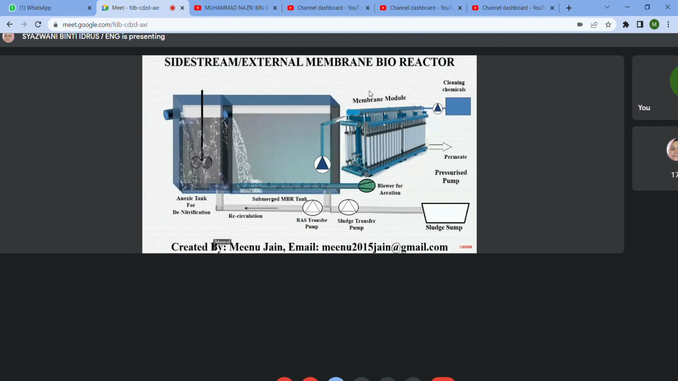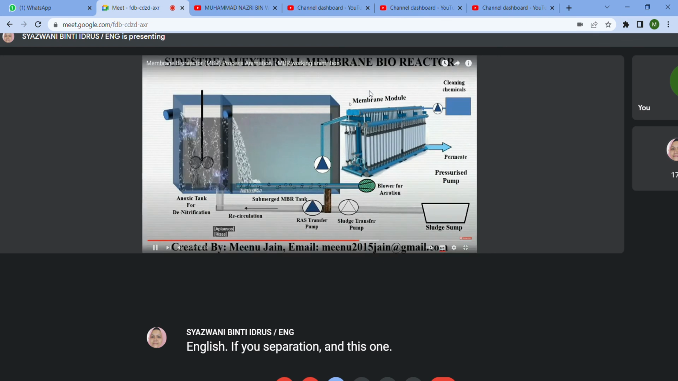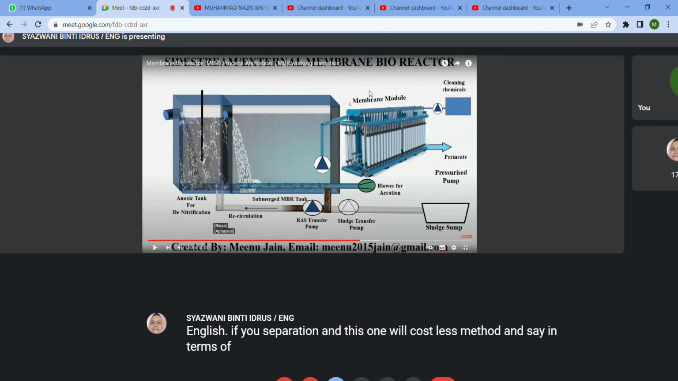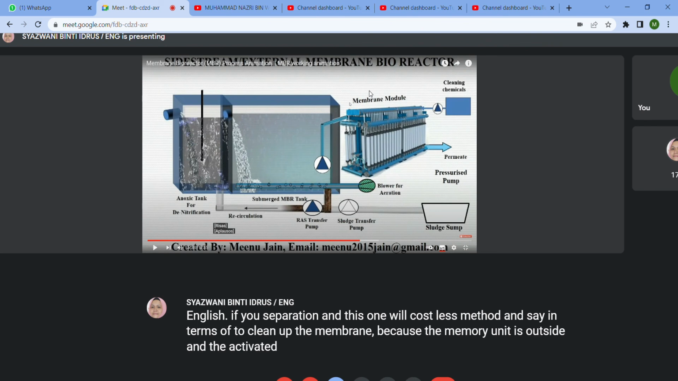Okay, in this case, the treated water will pass through the membrane module and it will be perfect. Again, there will be sludge recirculation. This one will cost less maintenance in terms of cleaning up the membrane, because the membrane unit is outside the activated sludge system or the tank.